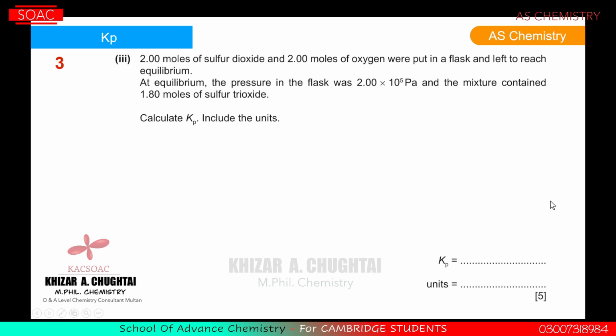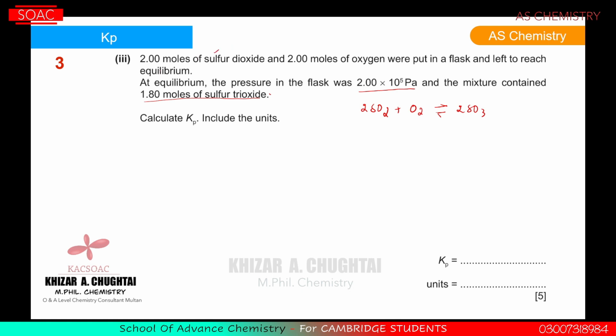2 moles of sulfur dioxide and 2 moles of oxygen were put in a flask and left to reach equilibrium. At equilibrium, the pressure in the flask was 2 into 10 to the power 5 Pascal and the mixture contains 1.8 mole of sulfur dioxide. Calculate the Kp, include the units, for 5 marks. So first of all, I'm going to write the equation. Once again, 2 mole of SO2 plus 1 mole of oxygen goes to 2 mole of SO3.